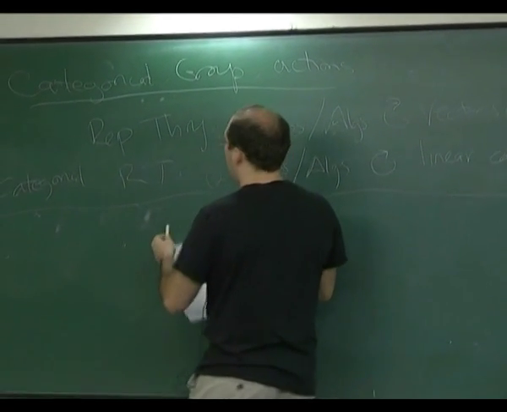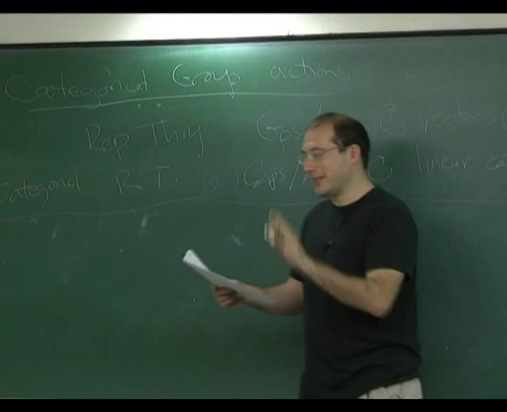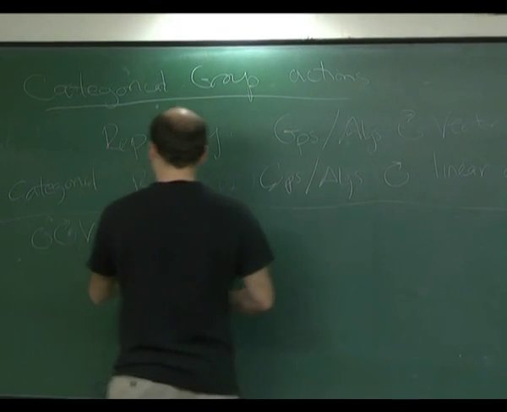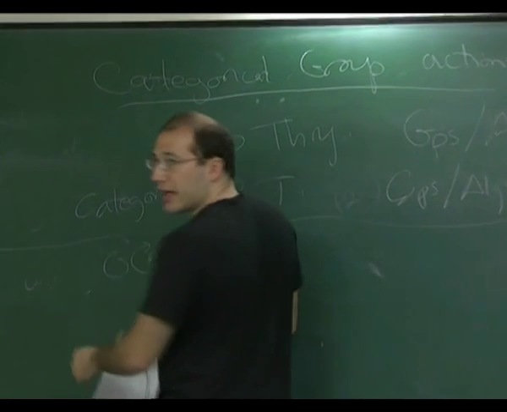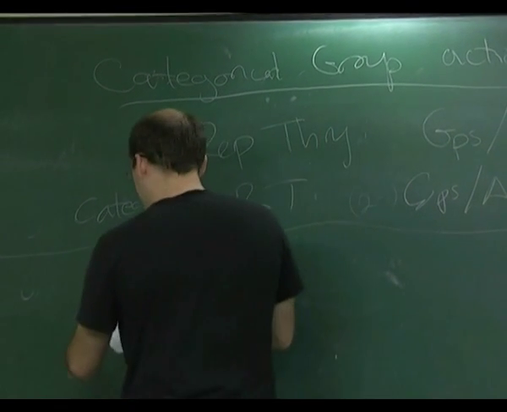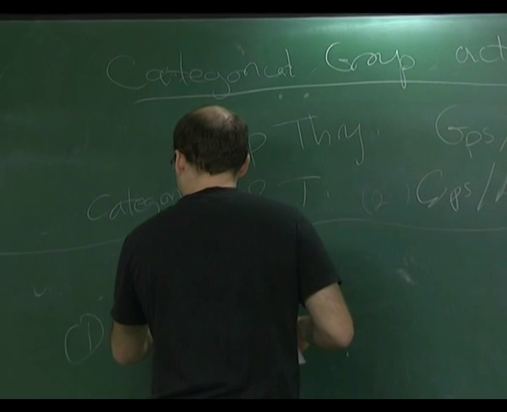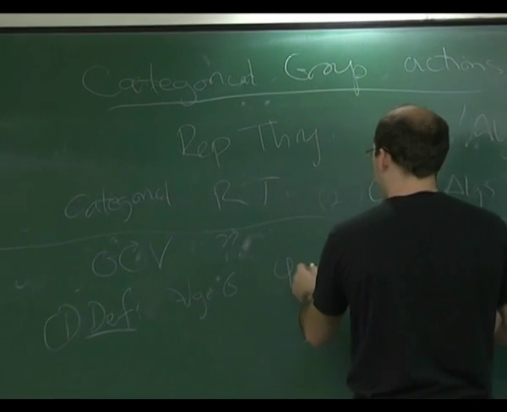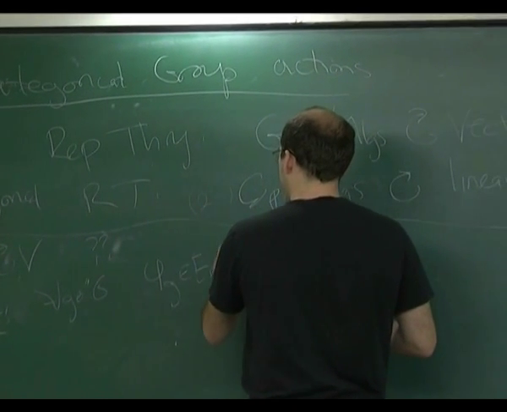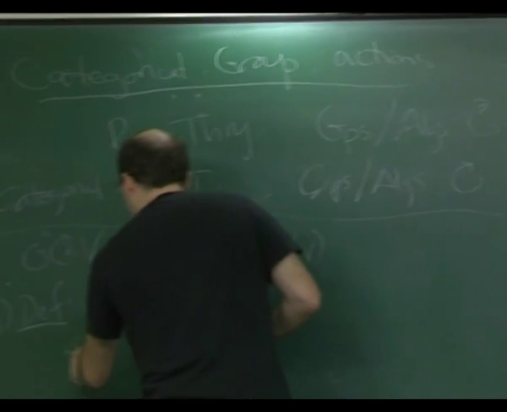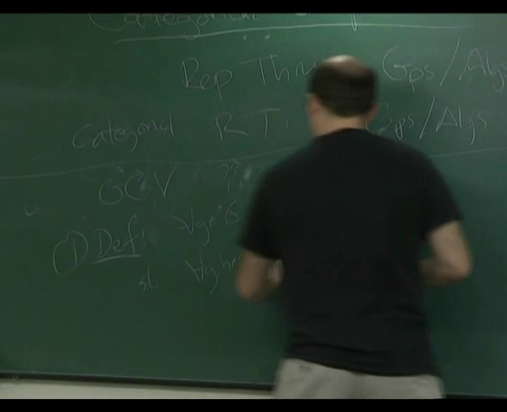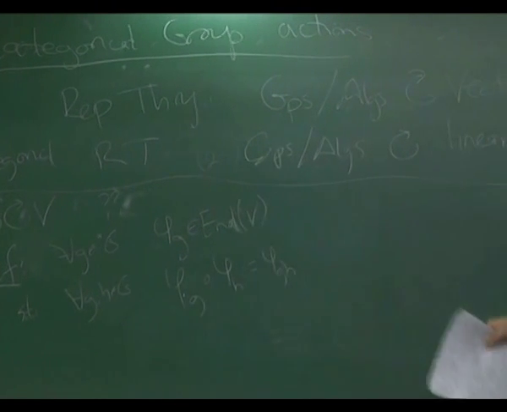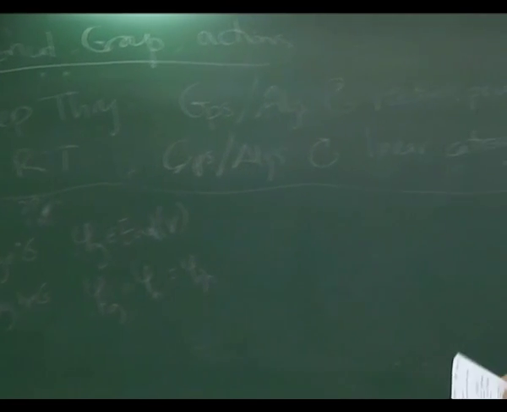So first, I know you all know this, but what does it mean for a group G to act on a vector space V? There's the definitional version of this, which is that for all g in G, you have a map phi_g in the endomorphism ring of V, such that for all g and h in G, if you compose phi_g with phi_h, you get phi_gh. This is wonderful, but this is not the definition we ever really use in practice.